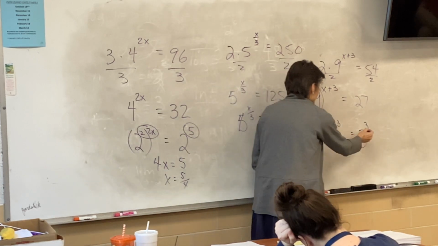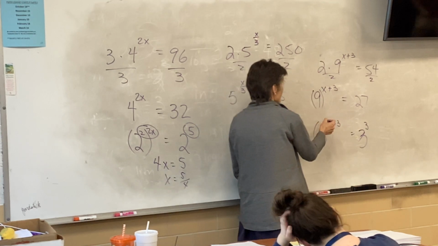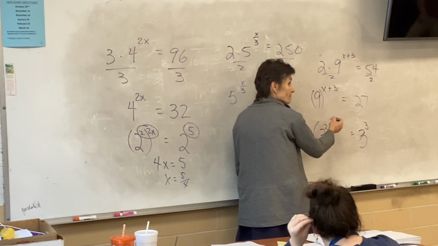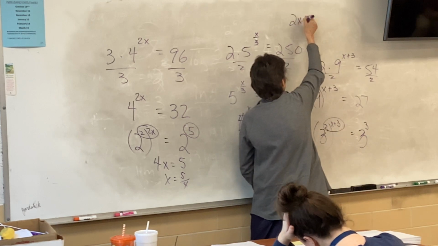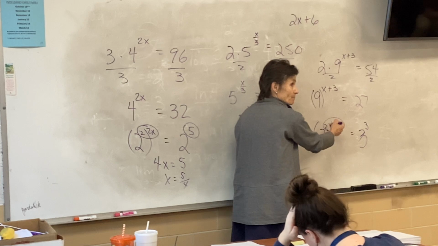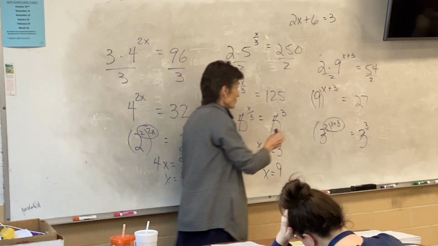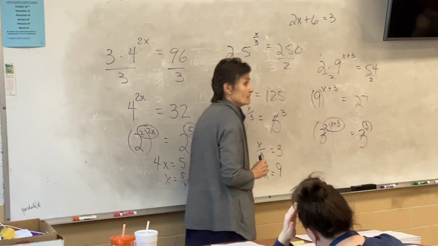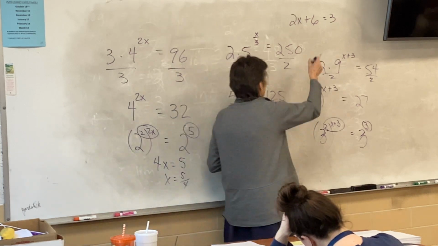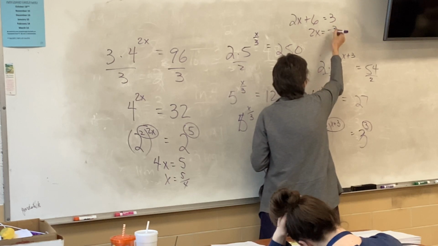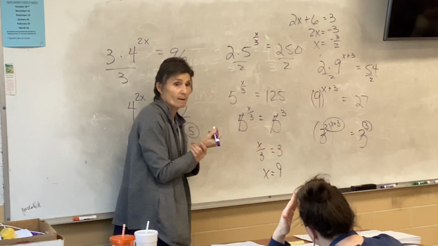Now they match, so I can set my exponents equal. Be careful with this one though. This is going to be a distributive, okay? So this exponent is going to be 2x plus 6. Does everybody see that? And it equals 3. So this exponent equals this exponent. Always. That's why we got the bases the same. So subtract 6 and divide by 2. I got negative 3/2 as my answer.